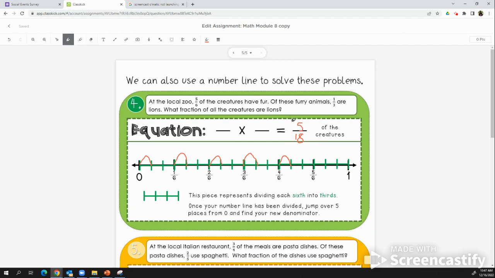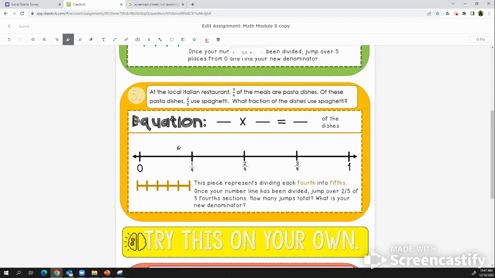Now, Flex doesn't show it. Sorry, that was supposed to be the eraser. Flex doesn't show it in this way, but that's just the way that makes sense to me. Flex just shows starting at 0 and jumping 1, 2, 3, 4, 5, and then figuring out the denominator from there. Same thing here. We want to know what's 2/5 of 3/4.